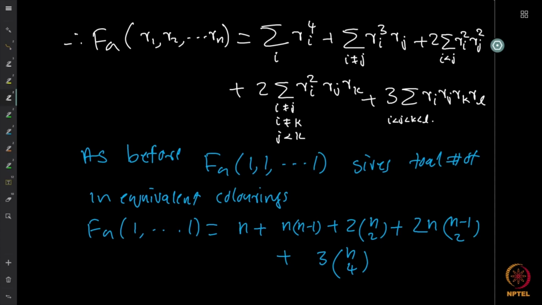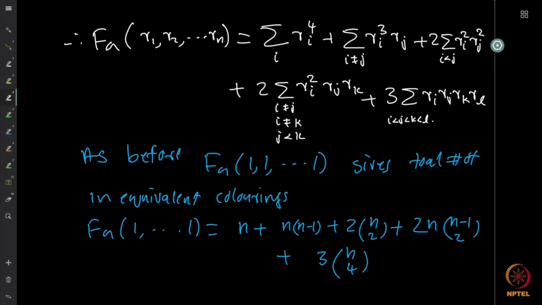As we saw in the previous case, if you substitute all the variables to be 1, it will give you the total number of inequivalent colorings where I use exactly n colors. So you verify this, and you can find out the numbers if you want. And what is the number F_G(1,1,1,1)? In the first case you have n, so n different colors we are using, and each one gives 1.